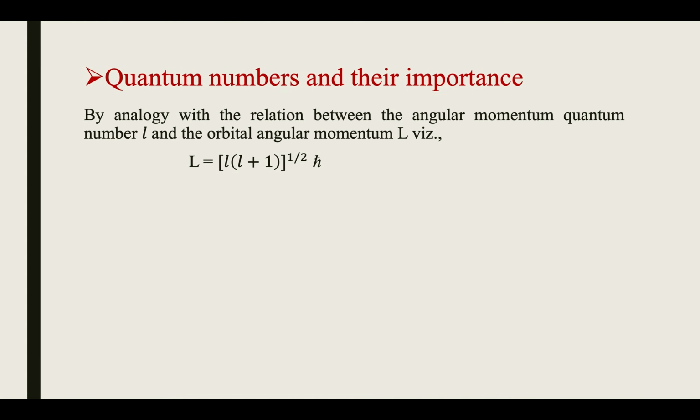Now this is the relation between the angular momentum quantum number small l and the orbital angular momentum capital L. From small l we calculate the big L, the orbital angular momentum. The magnitude is l into l plus 1, in brackets, to the power of half, multiplied by h cross. If you put in the value, you will get the corresponding orbital angular momentum.